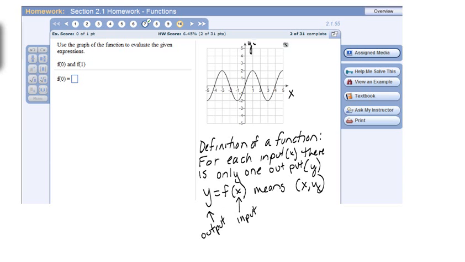So this one, the name is f, but it could be any letter, h, k, and it does not mean multiplication in this notation, which really confuses a lot of students.